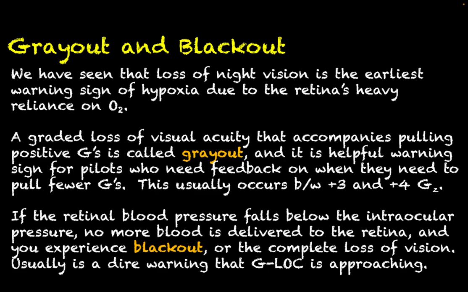So if the retinal blood pressure falls below the intraocular pressure, and remember, when you start pulling Gs, the blood pressure higher up in your body around your brain and around your eyes starts to fall. If that blood pressure falls below 20 millimeters mercury, you're no longer going to be able to drive blood past that intraocular pressure and into the retina. If that happens, then you're definitely going to experience blackout, which is the complete loss of vision. Usually this is your most dire warning that not only are you experiencing visual hypoxia, but G-lock is going to happen very, very soon. Okay?